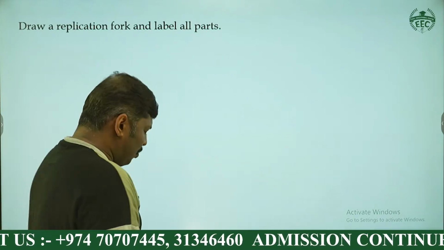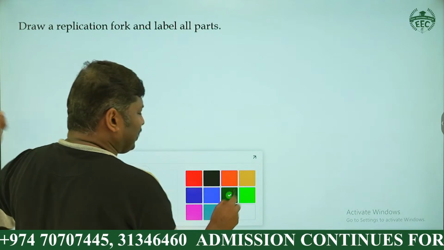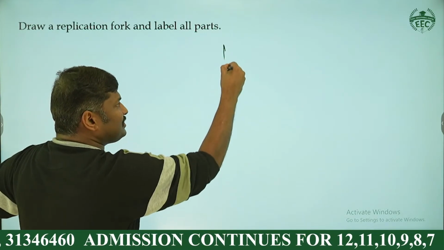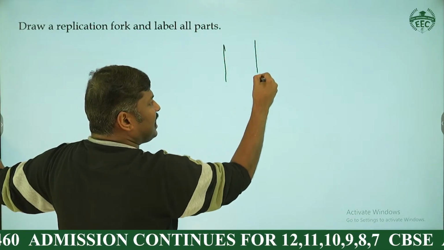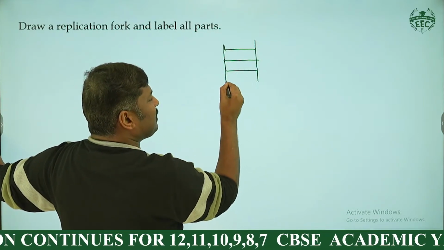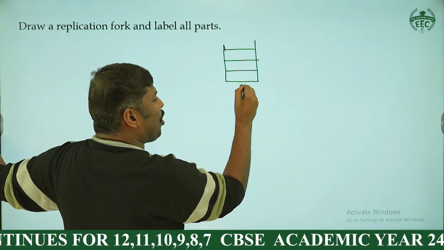All of you look at the board. How can you draw a replication fork? You have to start with a DNA strand. Here you can see the DNA strand with its base pairs, my dear students. And here one point is there.